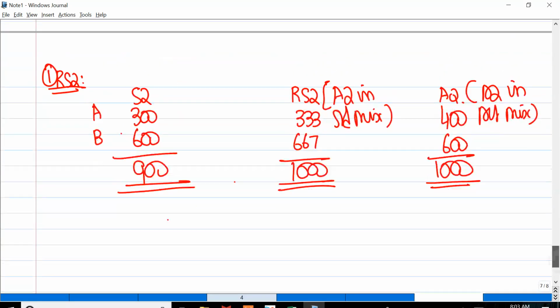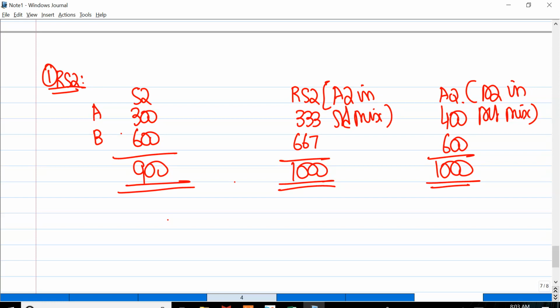The logic for mix is explained here. I'm not explaining the logic for yield as of now, I'll explain later. So the logic for mix is AQ in standard mix, which is 1000, and AQ in actual mix, which is again 1000, but this is 333 and 667, this is 400 and 600. So RSQ minus AQ is called mix variance. Clear? Any doubts on this? Anybody has any doubts on this?